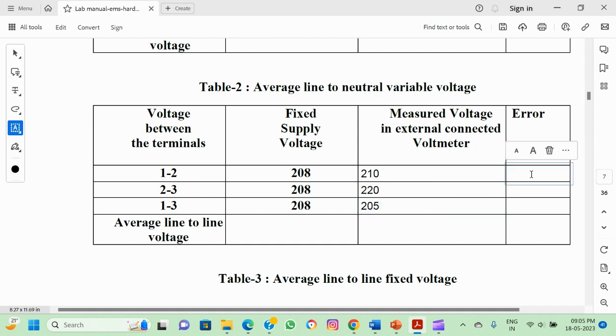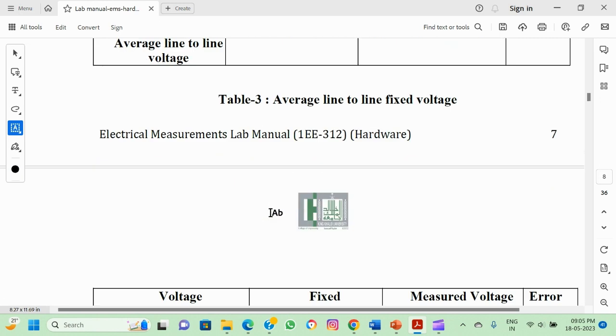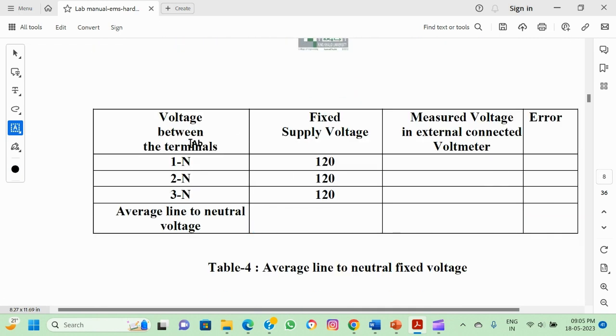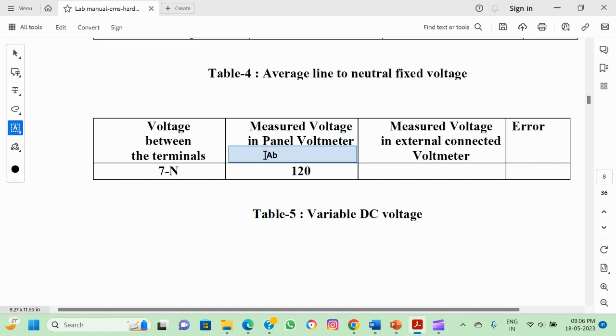So calculate the error here and take the average. Same, the procedure will continue here. We will connect between 1n, 2n, and 3n. So what we will do here, we will take the readings what we will get at that time. So here now for virtual lab, you can take a random value here and you can take the error. You can calculate the error.